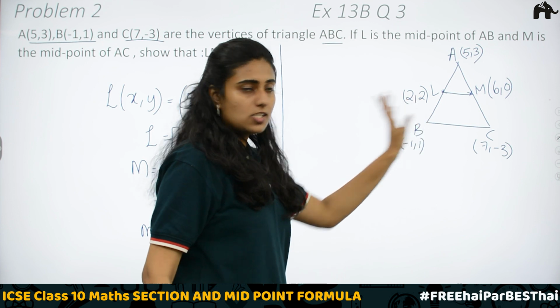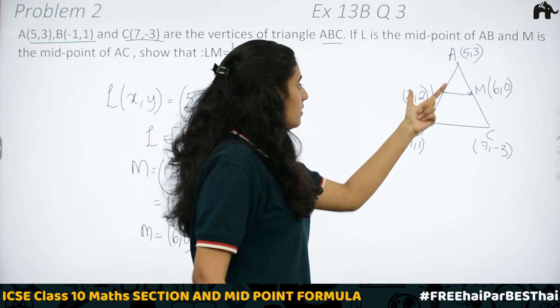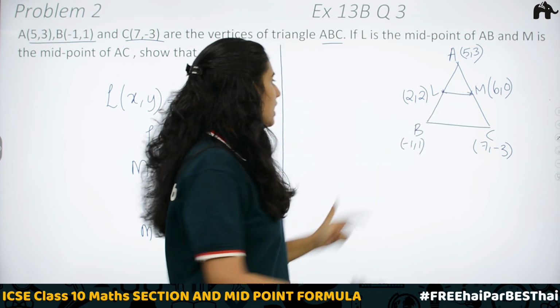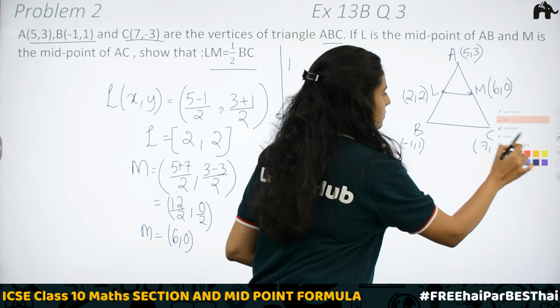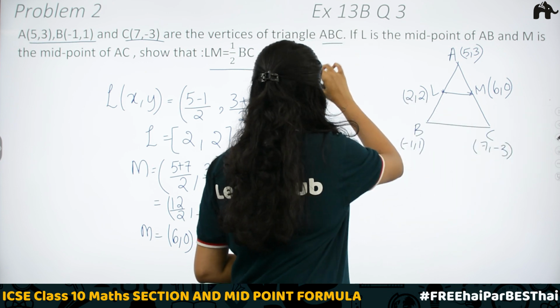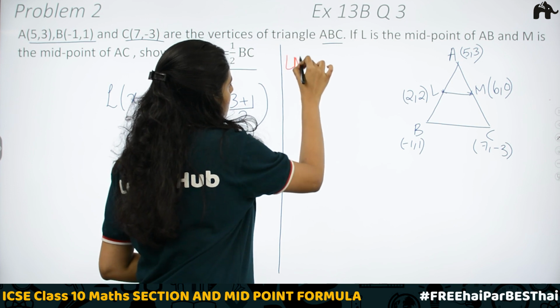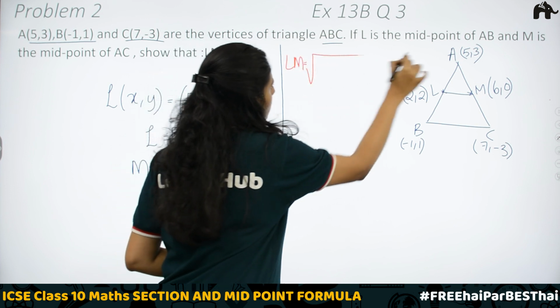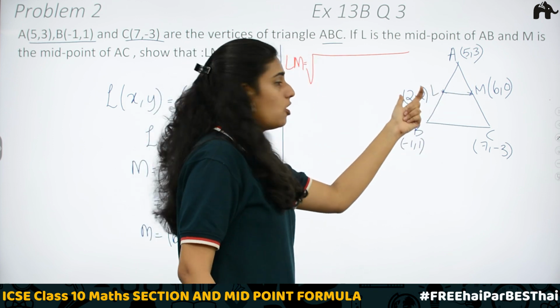Now we know the coordinates of L and we have found the coordinates of M. We can easily find the length LM. LM is equal to the square root of the second point's x coordinate minus the first point's x coordinate.